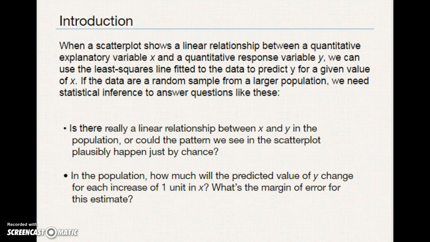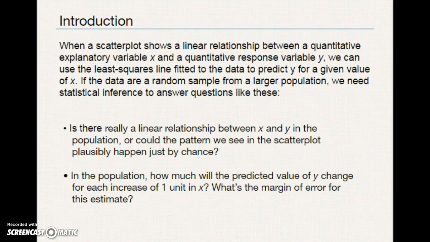And it's either going to be done on our calculator, or what most of the things that we're going to see are going to be done with computer output. And so what we need to recognize is that there's two questions that we're trying to answer with this inference test. The first question is, is there really a linear relationship between the x and y population, or could that pattern that you see when you make a scatter plot just have happened by chance?